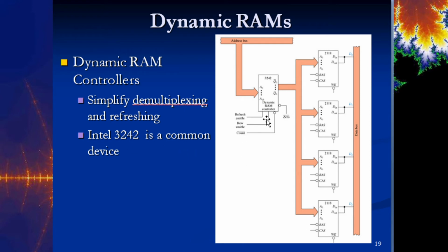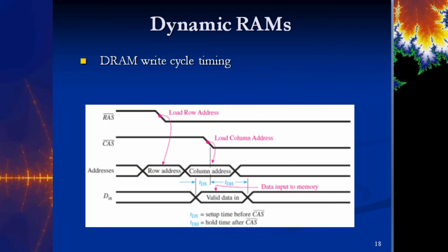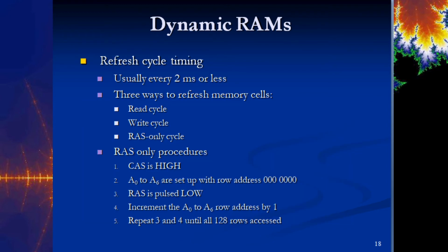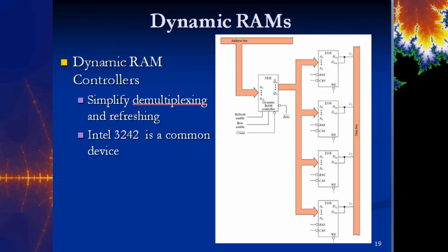The 3242 is a common one. Here you see the 2118, which we kind of referred to, even though I didn't name it. That's really what we were talking about in these previous dynamic RAM episodes here, where we're talking about 128 rows access. That's from the 2118. Okay, so the 3242 is a common one of these controllers.